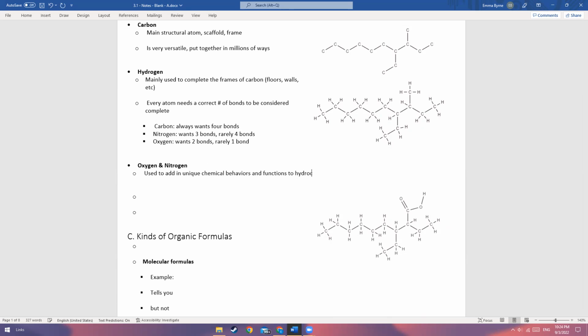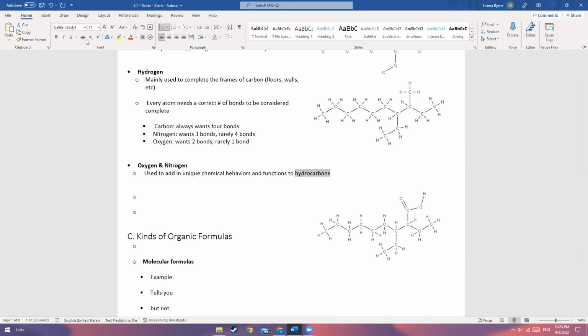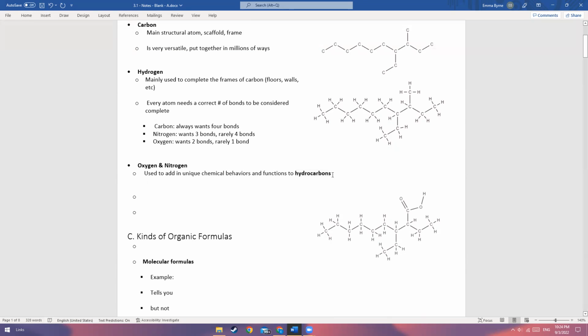To hydrocarbons. And actually, I should have backpedaled here. We need to specifically define what a hydrocarbon is, although it's probably pretty intuitive from the name. So hydrocarbons are molecules comprised of hydrogen and carbon atoms.